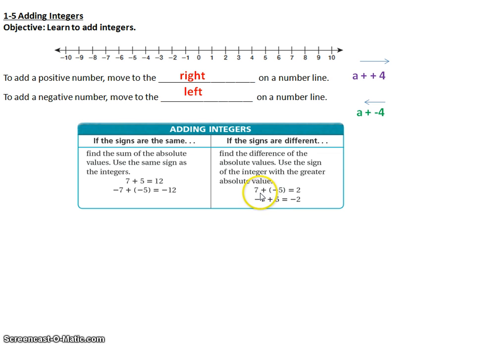So these signs are different, positive 7 and negative 5. We find the difference of 7 and 5, which is 2. 7 is farther from 0, so we're going to take its sign for the answer. In the second example, we have negative 7 plus positive 5. Again, different signs, a negative and a positive number. We're going to find the difference of 7 and 5, which is 2. In this case, negative 7 is farther from 0, so we're going to take that sign, the negative sign, and that's going to be the sign in our sum.